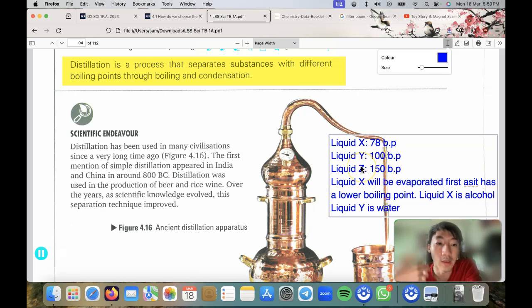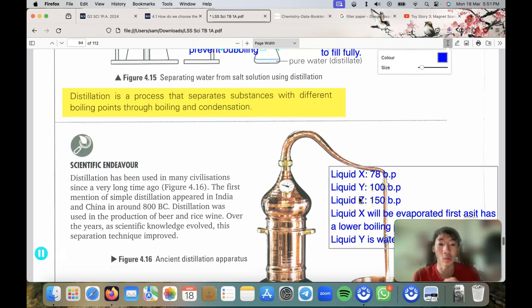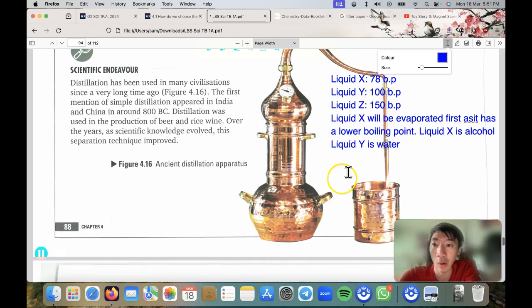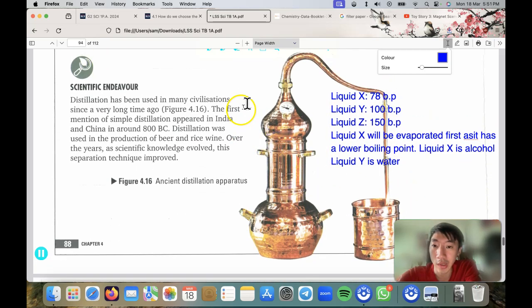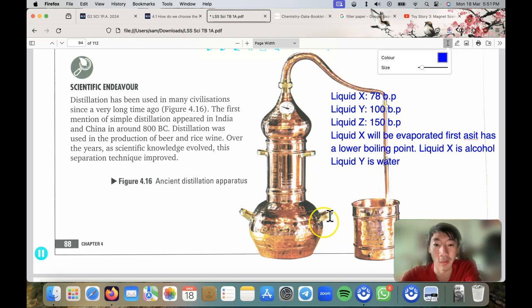Then liquid Z would start to evaporate, turn into a gas, go up, right, through the thermometer, which will now reach 150 degrees, then go down the condenser, cool down, turn into a distillate of liquid Z. Okay, so that's how you actually can use distillation to separate three different liquids with different boiling points. And so this was actually how people in India and in China, they make rice wine and beer. They use this process of distillation, right? So they're actually separating, what they want is the alcohol, because people want to drink it, right? So they actually get alcohol using the process of distillation.